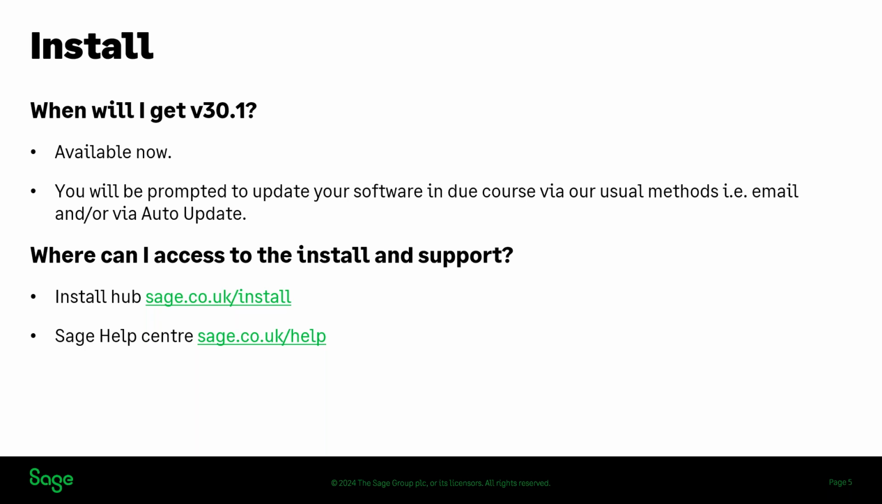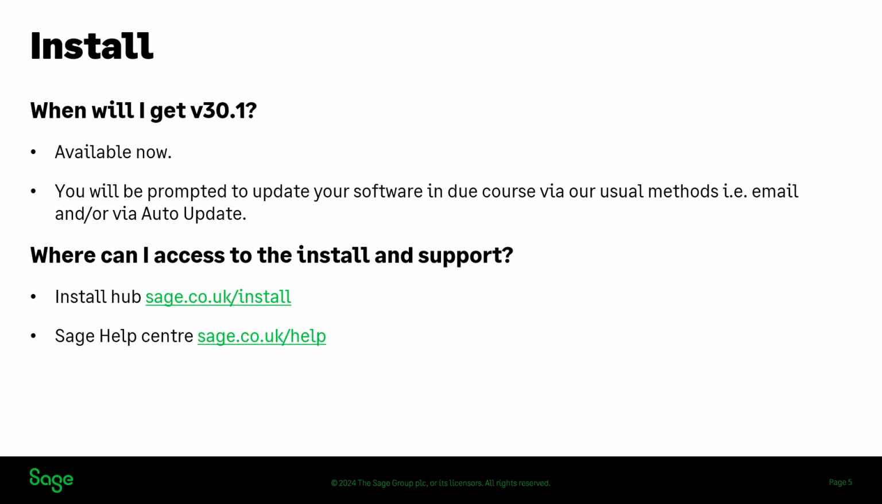So where do you get access to that install and support? We've got an install hub, so you can visit sage.co.uk/install. And then you've just got generalized support in the Help Center, which is directly at sage.co.uk/help. If you've got the handout downloaded, then you will be able to click on those hyperlinks in green.